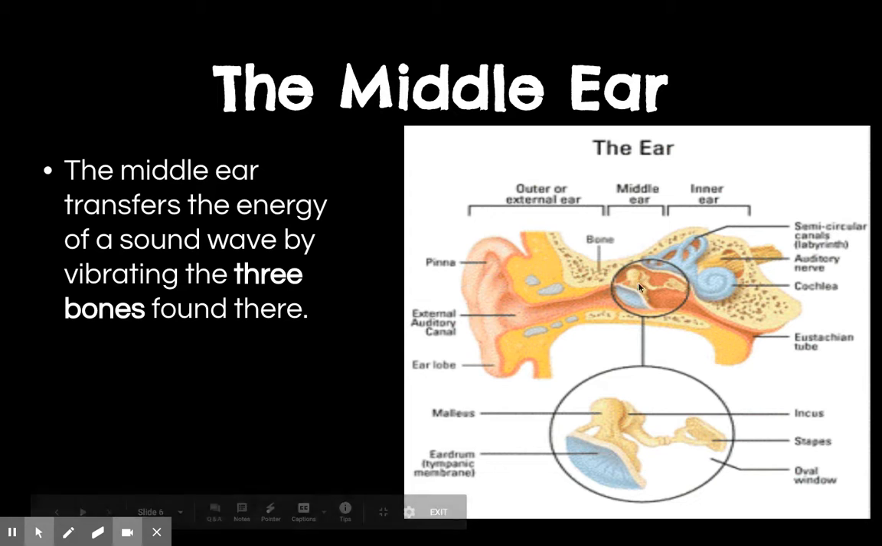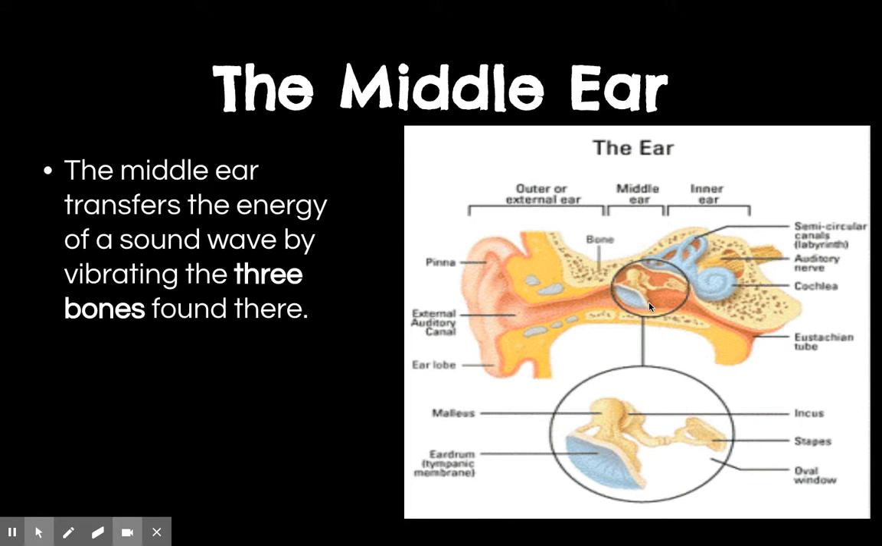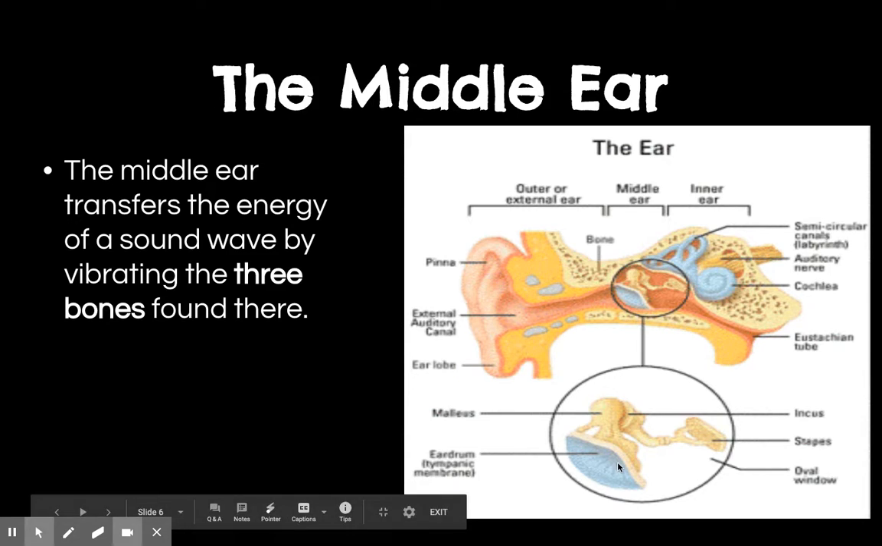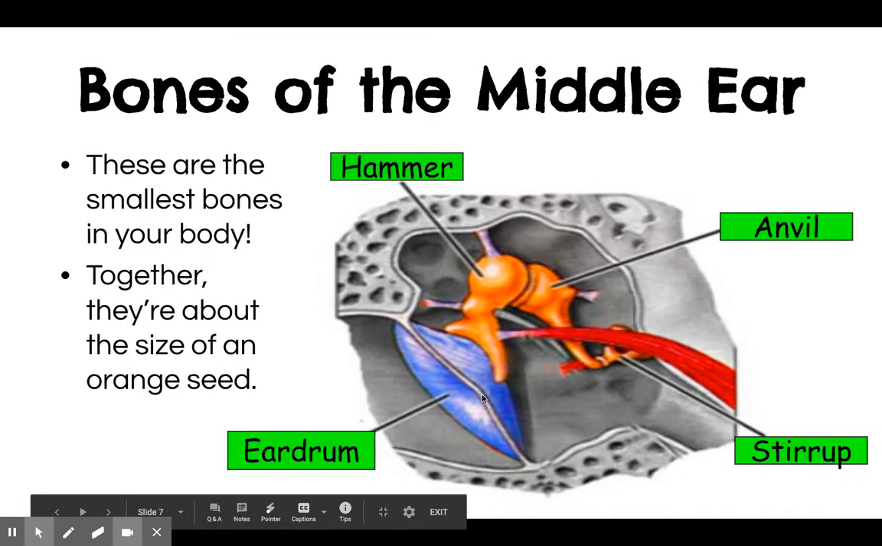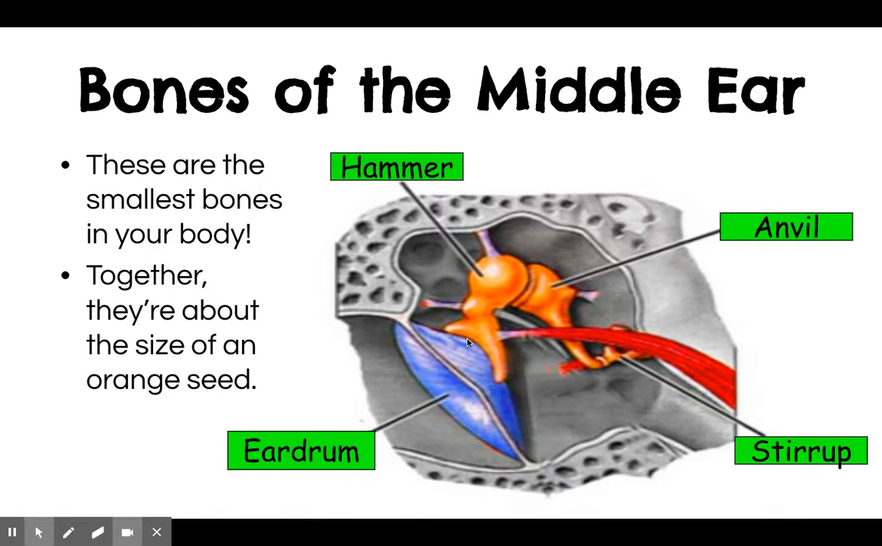So then this middle ear here gets hit by these waves. What happens is that this right here is a membrane. It's a thin piece of cartilage, and it's flexible. It gets hit, and it sends the vibration to the hammer, the anvil, and the stirrup. These are really, really tiny bones. They're about the size of an orange seed.